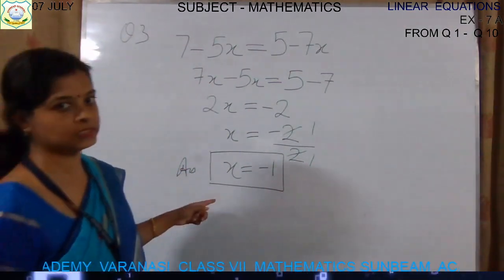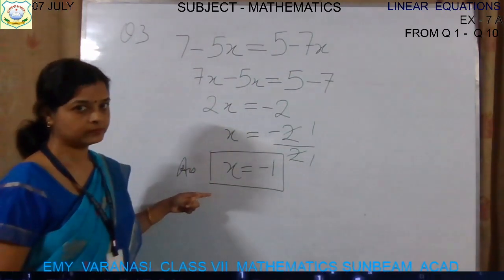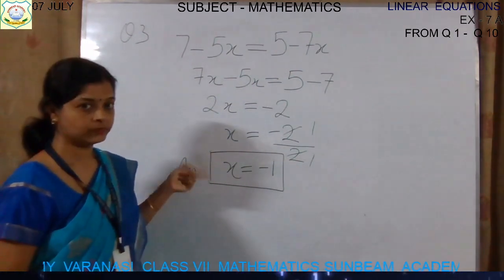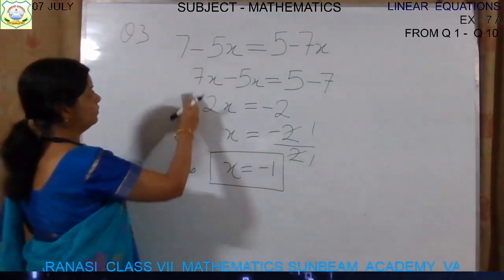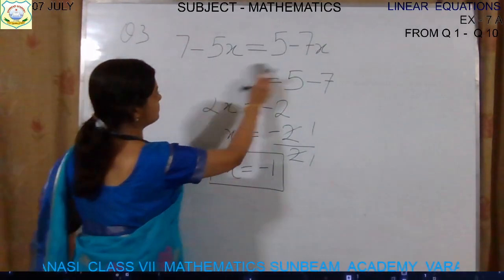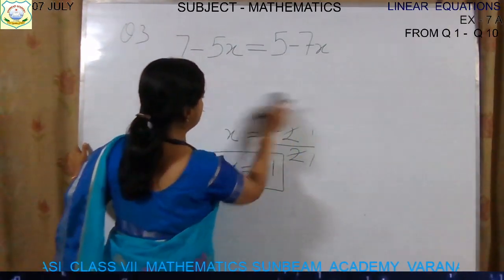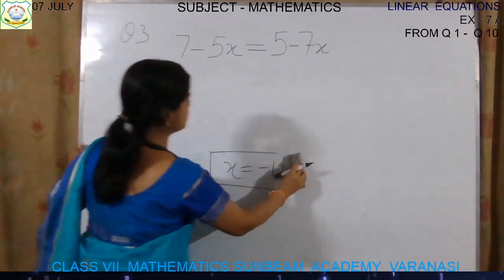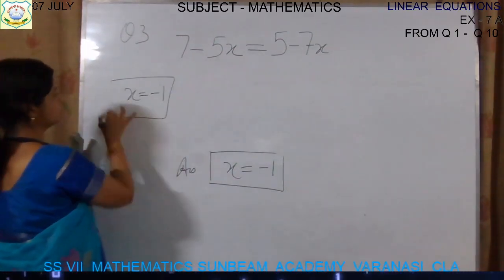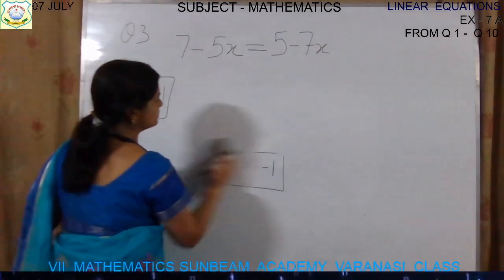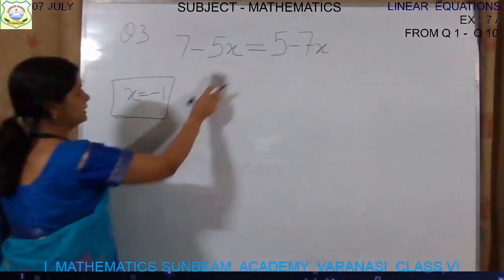So I have to erase it, children, because it's a big one. For the checking portion, I have to erase this. So I will leave the question and erase the rest. You can write the answer x is equal to minus 1 here. This is your answer. So now erase all the rest. Only the question is left.